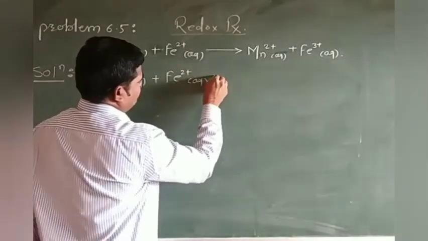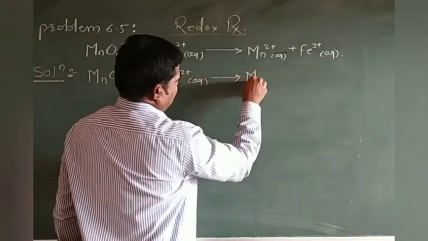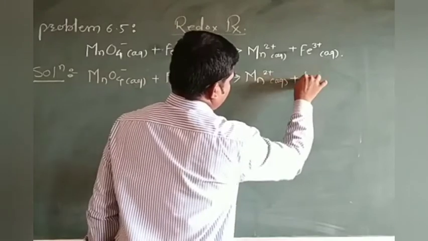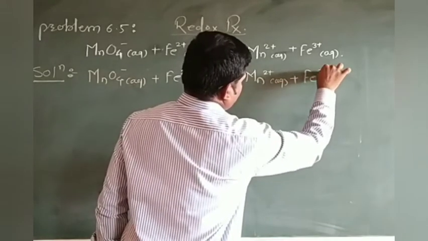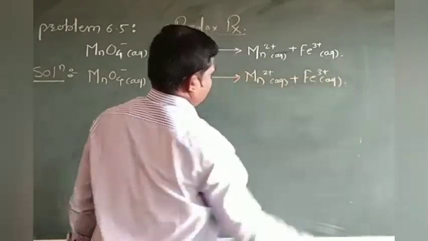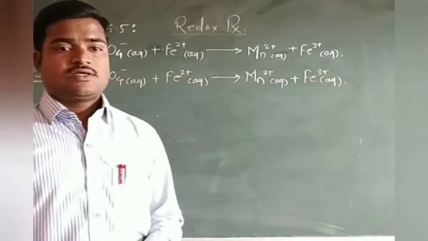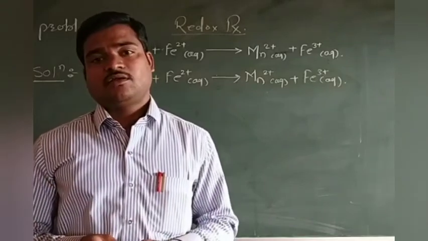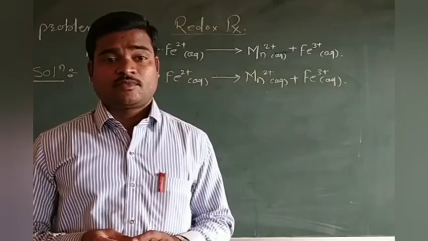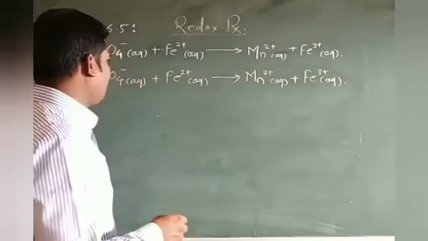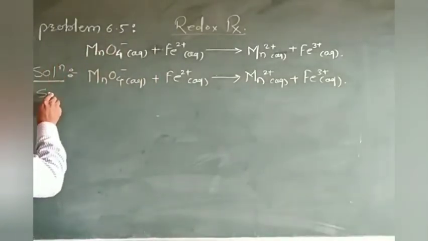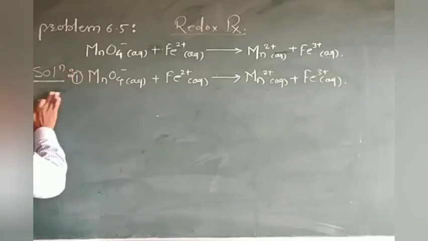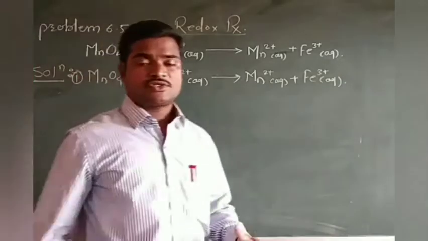Fe2+ in aqueous medium, and here Mn2+ in aqueous condition, plus Fe3+ in aqueous condition. So this is the skeletal form of the ionic equation which is provided to you. So this is step one of our solution.